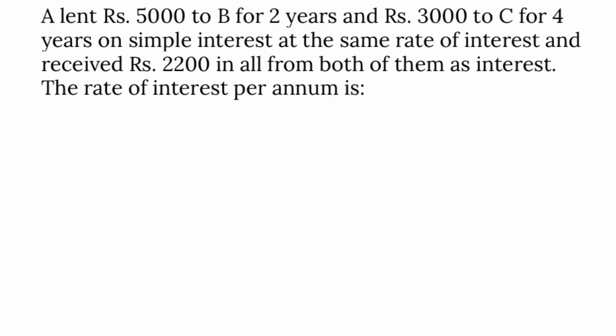A lent 5000 rupees to B for 2 years and 3000 rupees to C for 4 years on simple interest at the same rate and received 2200 rupees from both. Find the rate of interest per annum. Rate of interest is required and the condition given is that 2200 rupees interest is obtained from both. So interest from B plus interest from C is equal to 2200 rupees. That is the condition given in the problem.